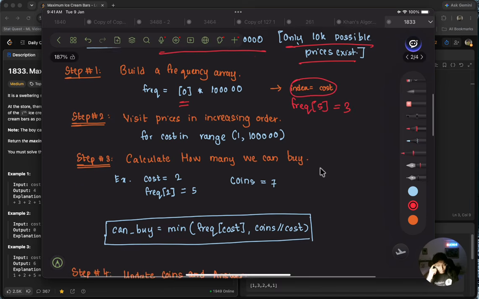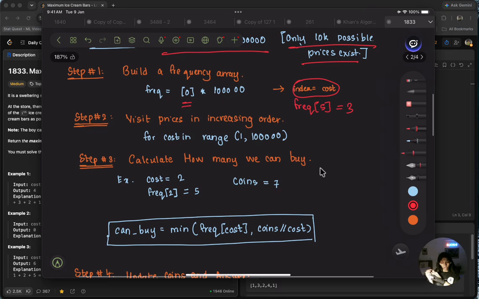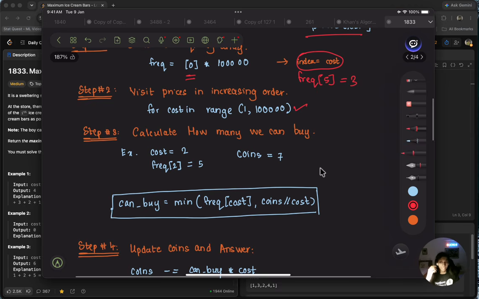Okay. So the second step is we're going to go through all of our possible prices, which would be from 1 rupee to 1 lakh rupees, right? So we'll start iterating through all of those costs. And then what do we do at each of these costs? At each cost, we want to calculate how much we can possibly buy of ice creams that are worth this cost.